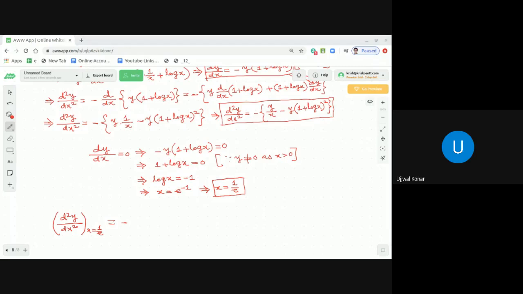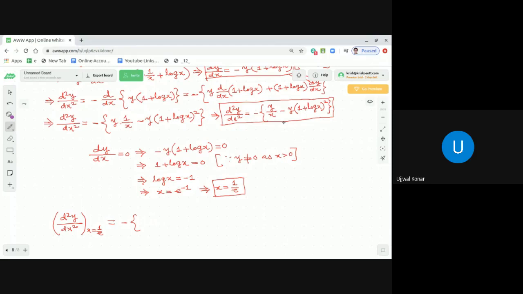If we find the value of d2y dx2 at x equal to 1 by e, so what we are going to get? Minus of y. y is what? It is 1 by x power 1 by x power x. So that means e power 1 by e into 1 by x, that is e. Correct? So, let me write it down here. What is y? y is equal to 1 by x power x. So let me find the value in this different color, dear students.